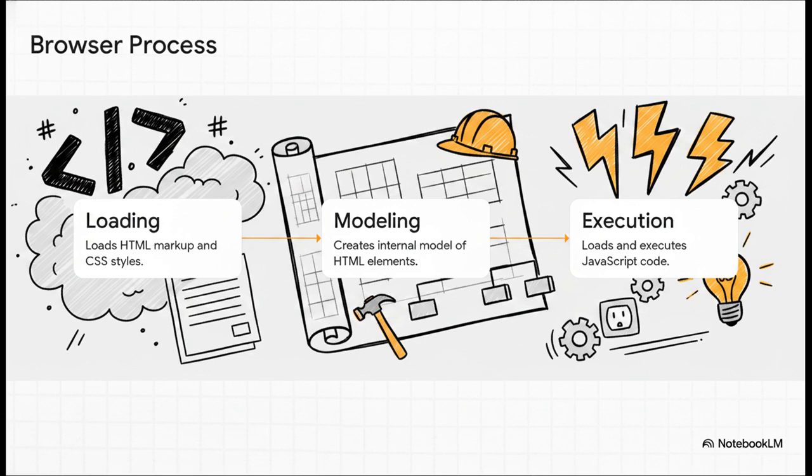First up is loading. The browser requests the page and starts pulling in the document, which includes the HTML markup and CSS styles. Second is modeling. The browser acts just like a contractor reading the blueprint, creating an internal model of the document that contains all the HTML elements. And finally, third is execution. The browser loads and executes the JavaScript code absolutely last after the page is loaded. So it builds the frame, paints the walls, and then finally turns on the electricity.